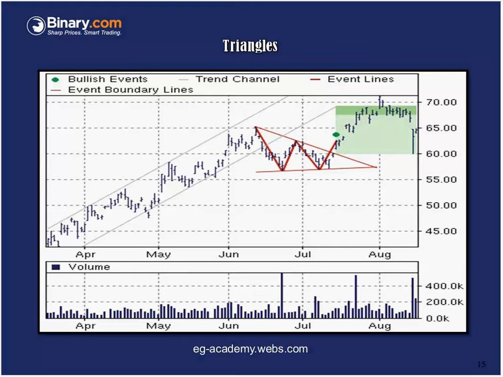Let's start talking about some classic chart patterns. We'll start with triangles. A bullish triangle shows two converging trend lines as price searches for stable highs and higher lows. Volume diminishes as the price swings back and forth within an increasingly narrow range, reflecting uncertainty in the market direction.